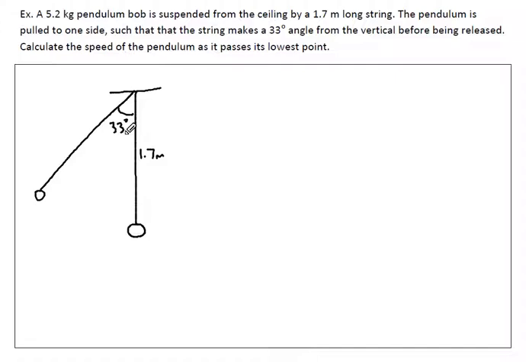One thing many people forget is that it's still the same string. So this line is also 1.7 meters. The question is, what is the speed at the bottom? So we're trying to find out how fast it is going to be right here. We know at this point, if we just pull and release, our v is 0 meters per second. So the question is, what is the velocity when it gets to the bottom right there?